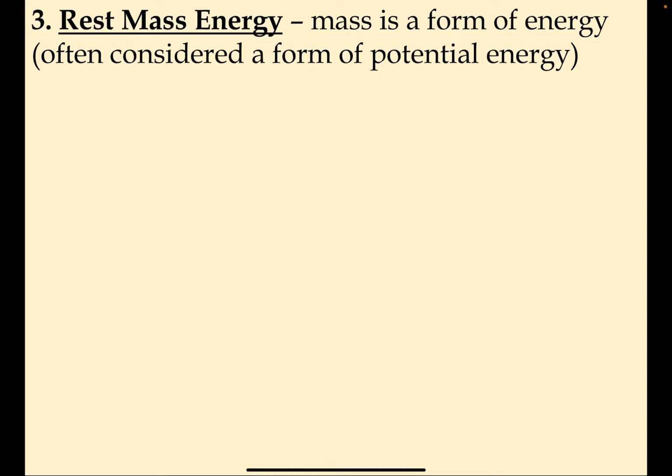Rest mass energy. This was kind of Einstein's big brainchild. I don't know if he discovered it, but he certainly popularized it. Mass is a form of energy. This is sometimes just considered a form of potential energy. If something has mass, then it has energy, or it's made of energy. And so he came along with the most famous equation of them all, right? Einstein, E equals mc squared.